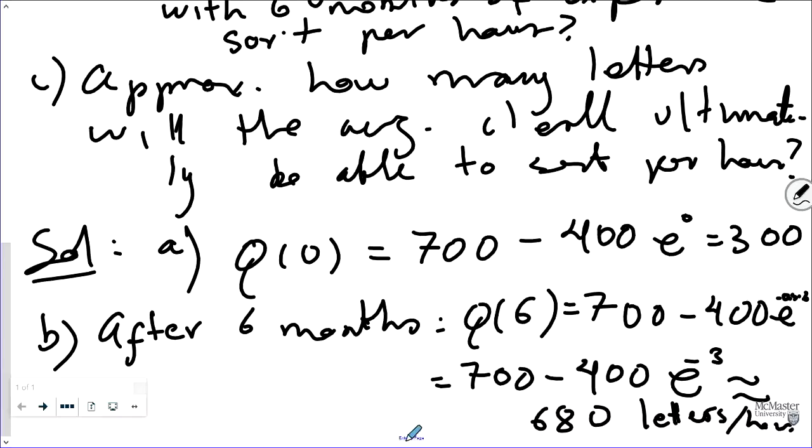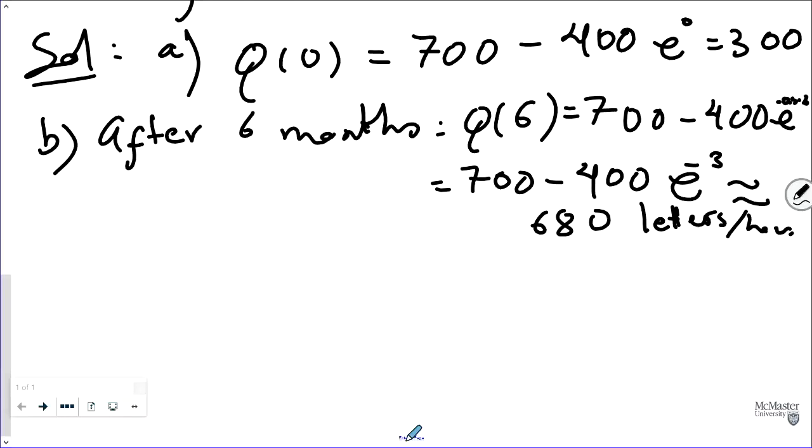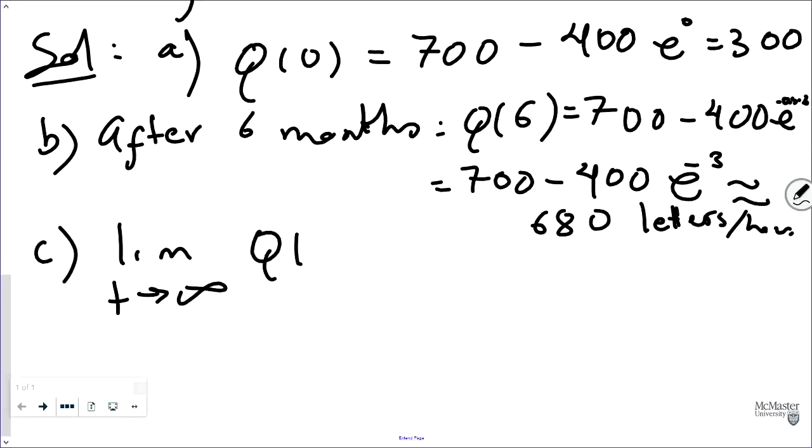And the last piece of information, so we finish the exercise, is simply the limit as t approaches infinity of q of t. Well, basically you have 700. So this is the maximum efficiency that this person will be able to have. Okay, so see you next class and good luck.